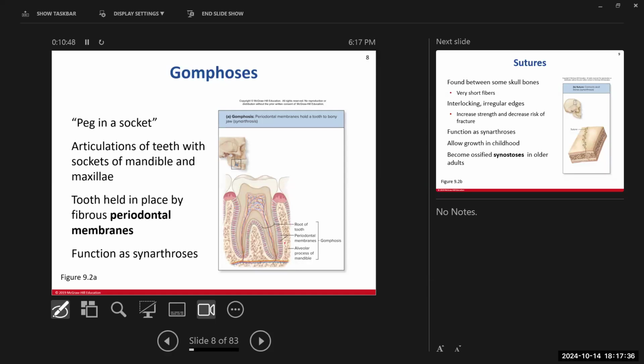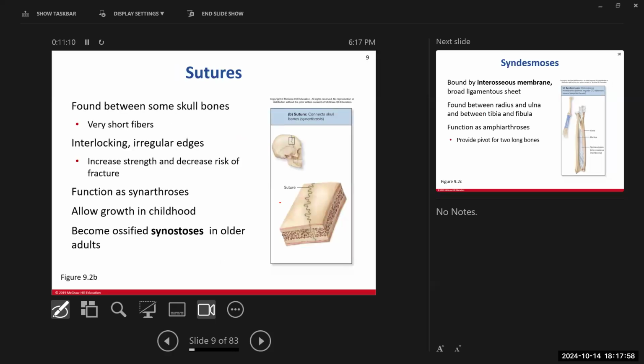All right, so here you can see it. The gomphoses is our very first fibrous joint here. And you can see the fibers that hold it into place. These little periodontal membranes will attach the tooth itself to the bone of the alveolar processes there. Okay. So next are our suture joints here.